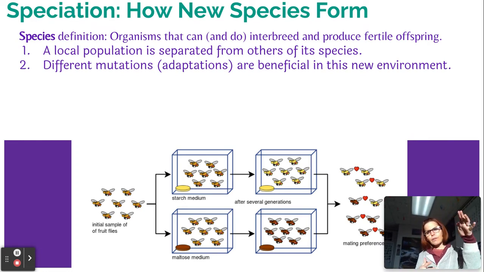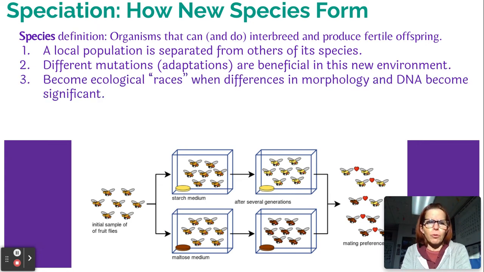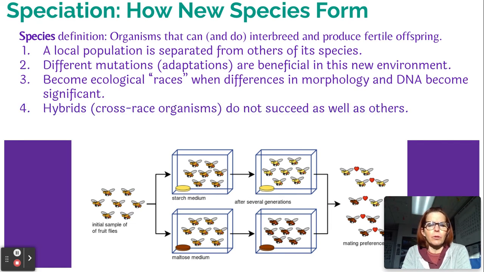So as they go into new environments, maybe some have characteristics that allow them to reproduce more. They eat better, they're healthier, they escape predators more often, whatever, they reproduce more. Over time, they become what are called ecological races. So they can still mate, but they're separated and they tend to prefer individuals like themselves, but they're not officially a new species yet. So differences in morphology and DNA start to become significant at this point.